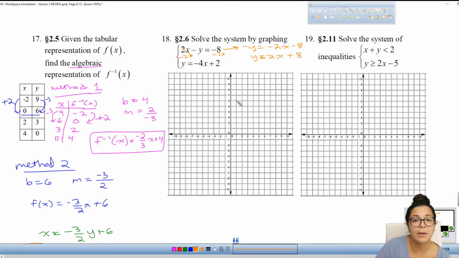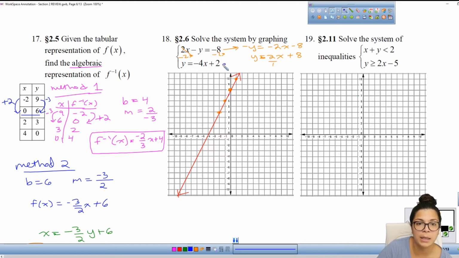Okay, so now I can graph both of them. Let me graph that top one I just found, y-intercept of 8, and then a slope of 2/1. So rise 2, run 1. We could also go the other way, down 2, left 1. We only really need 2 points to make a line, so that's good enough. Let me go ahead and connect those two with a line. Perfect. And then add arrows on my sides.